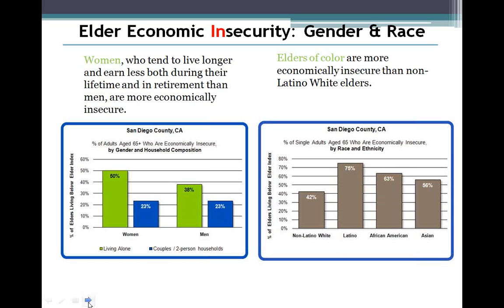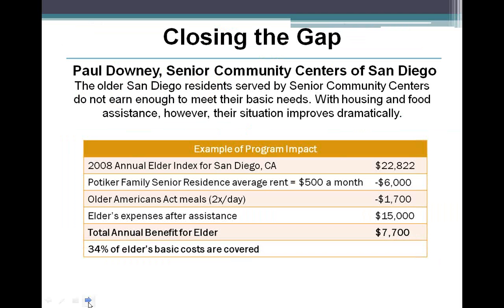42% of non-Latino white elders are living below the elder index. So while it's exacerbated among elders of color and communities of color, you can see that elder economic insecurity is quite high even across the board. And so closing the gap, how can we use the elder index data, and how has it been used to really help address this gap that we see?